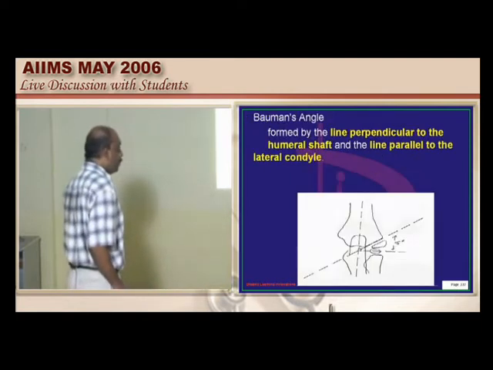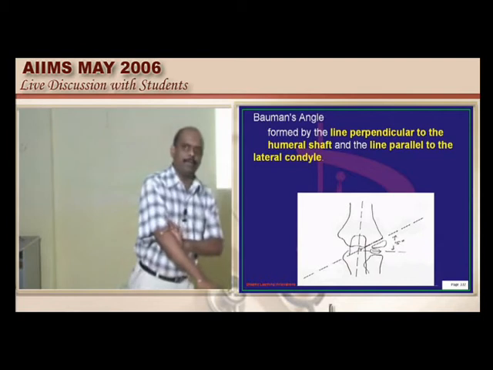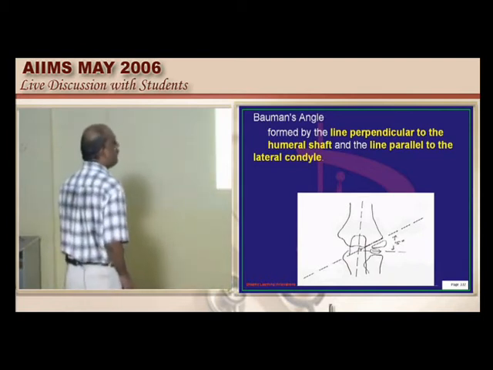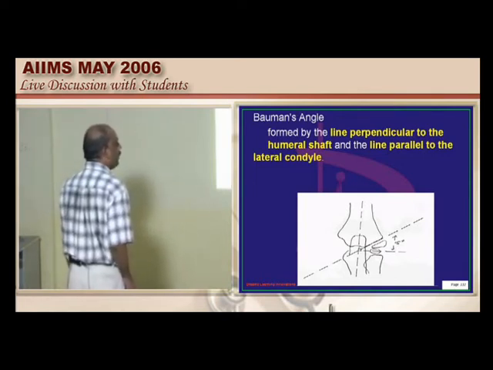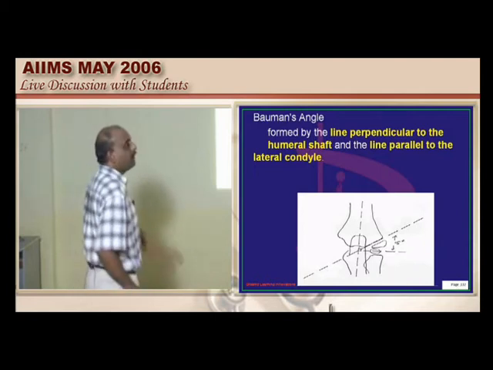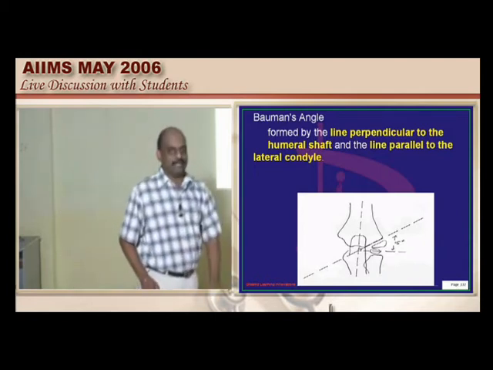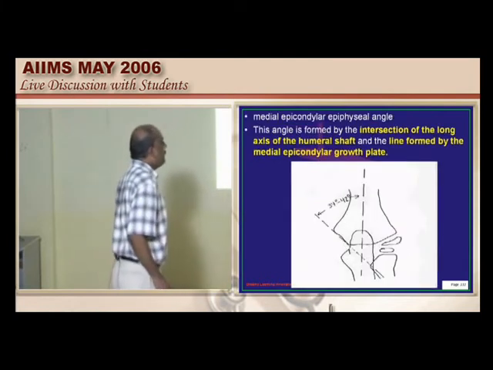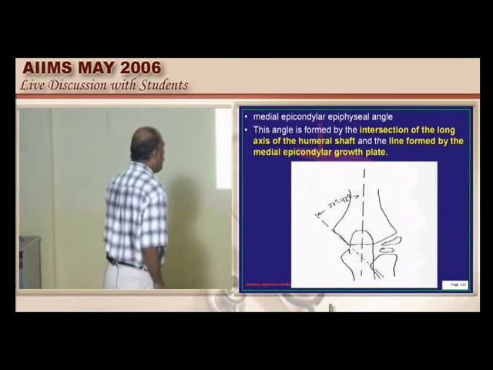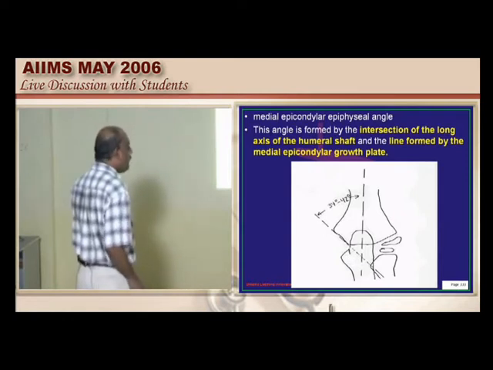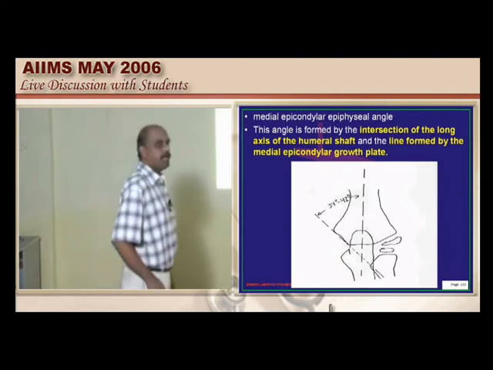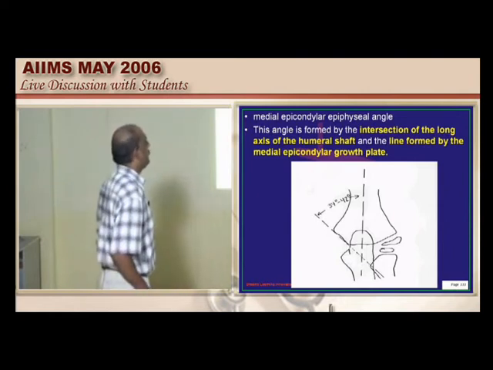What do you mean by Bowman's angle in relation to the supracondylar fracture of the humerus? Typically it is the line which is perpendicular to the humeral shaft and the line parallel to the lateral condyle. If you draw, the angle between these two is called the Bowman's angle, which is important in the case of supracondylar fracture of the humerus. Similarly, the angle between the intersection of the long axis of the humeral shaft and the medial epicondylar growth plate, which is about 34 to 42 degrees, is another important angle that needs to be remembered.